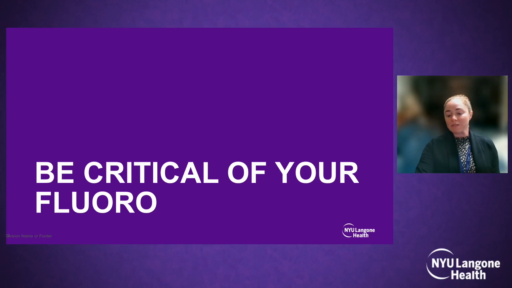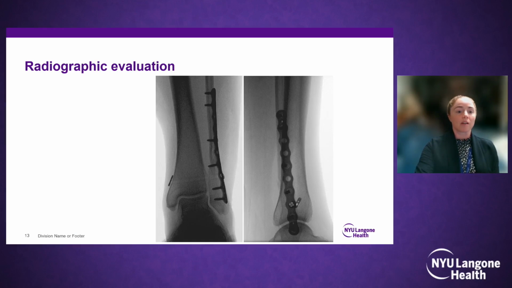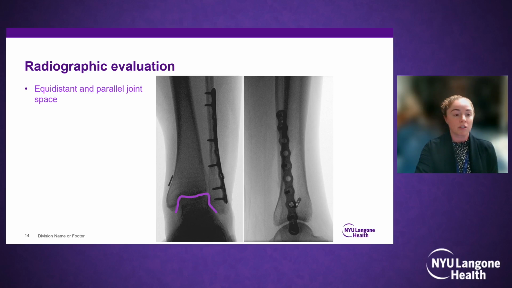And the one piece of advice I have for you is to be really, really critical of your fluoros. And so we're going to spend some time going through and looking at a fluoro so that we can check all different components of the syndesmosis. So as we get started, the first thing that you want to look at is your joint line. You want to have equidistant and parallel joint space across the entire tibial plafond. So starting at the medial malleolus, going across the tibial plafond and into the fibula, that space should be even across and symmetric. So if it's not symmetric, you need to do something about it.